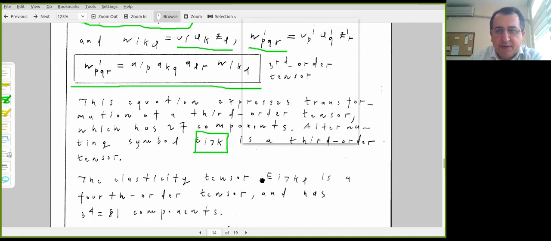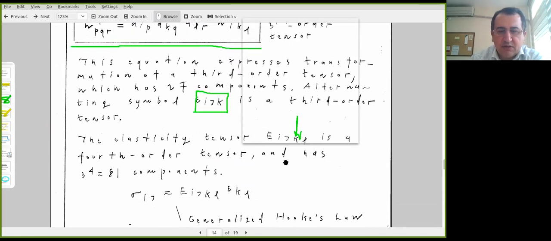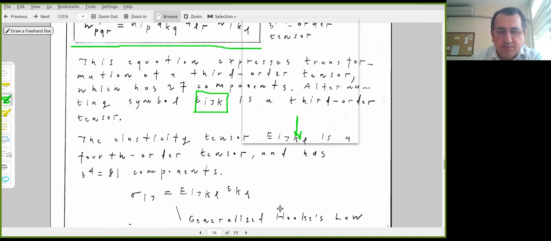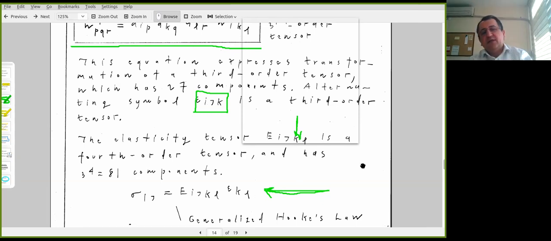Consider the elasticity tensor, E_IJKL. This is also defined in elasticity. It has four indices, 81 elements, and you can construct the transformation formula for E_IJKL. It's used in the generalized Hooke's law, actually, sigma_ij equals E_IJKL epsilon_KL. It's a general form for the generalized Hooke's law. We will later simplify this.